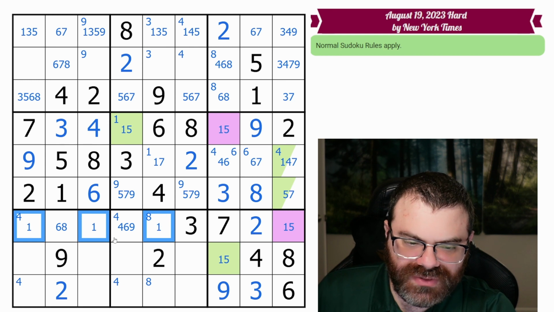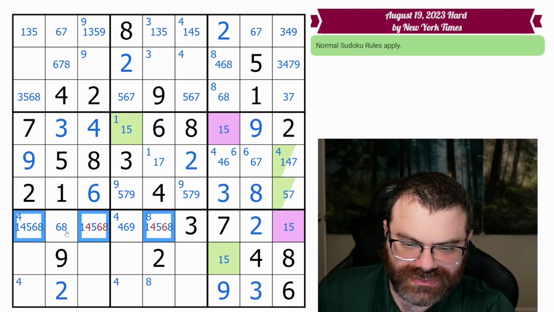In this row, we need the green 1, 5, right? And we also need 4, 6. Hold on. Okay, so we have 1, 2, 3. We need 4. We need the 5. We need 6 and 8.